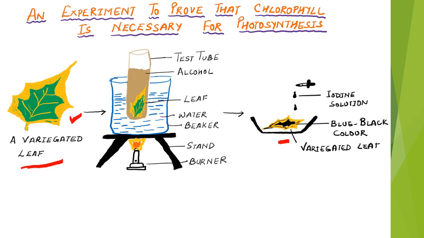So to conclude, we can say that the green parts of the leaf have synthesized starch due to the presence of chlorophyll, and thus they turned blue-black when iodine solution was added to it. Hence, it proves that chlorophyll is necessary for photosynthesis.